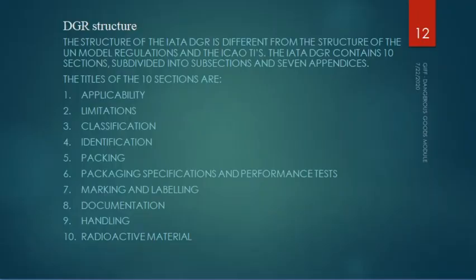The structure of the IATA DGR is different from the structure of the UN regulations and the ICAO technical instructions. The IATA DGR contains 10 sections, subdivided into subsections, and 7 appendices. The titles of the 10 sections are as follows. Applicability.